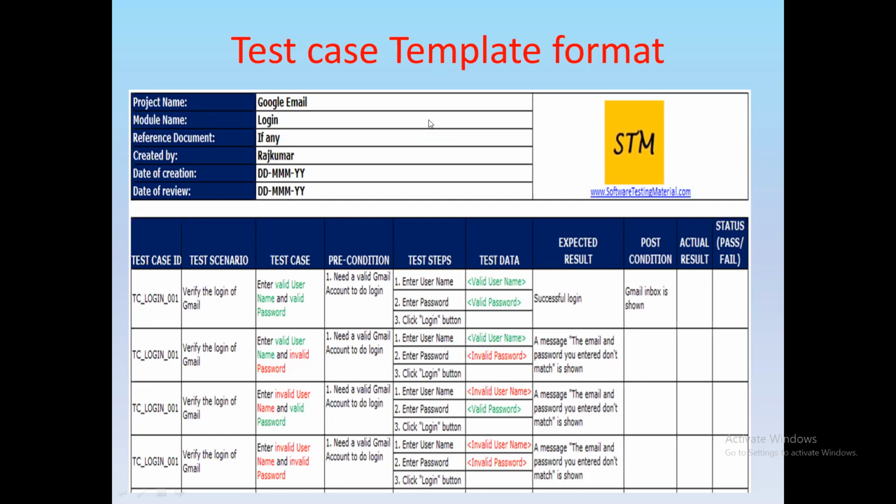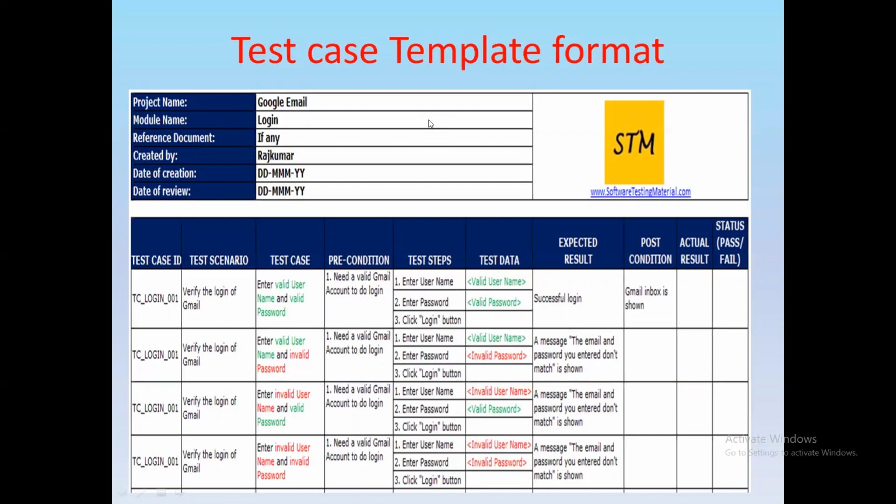We have to provide proper test data to execute a particular test step, and we have to gather all the appropriate test data. Next one is the expected result, the result which we expect once we execute the test case. Next one, post conditions: conditions that need to be achieved when the test case is successfully executed.